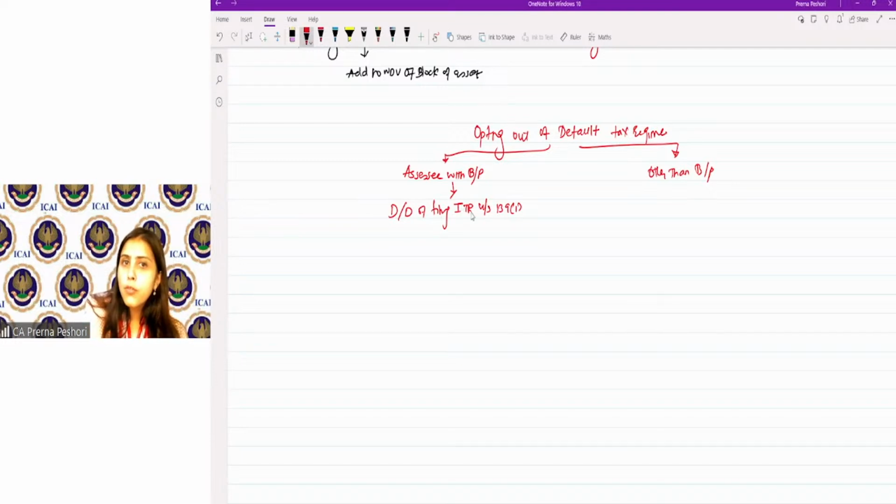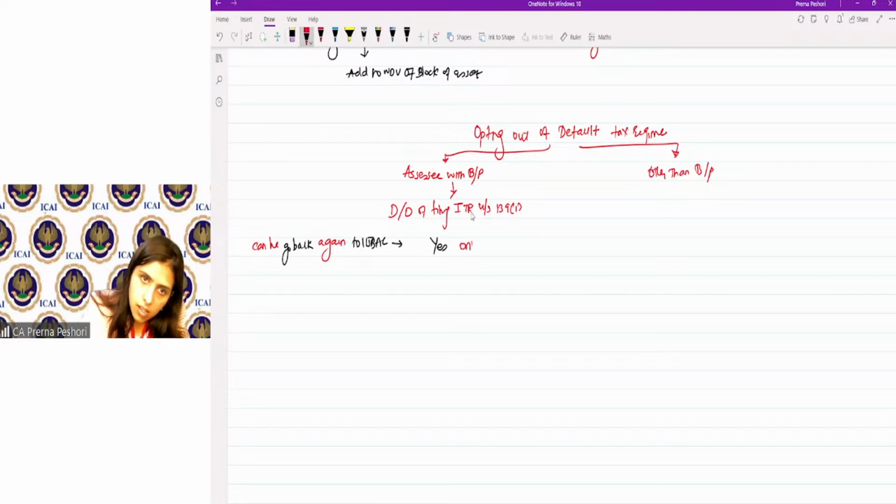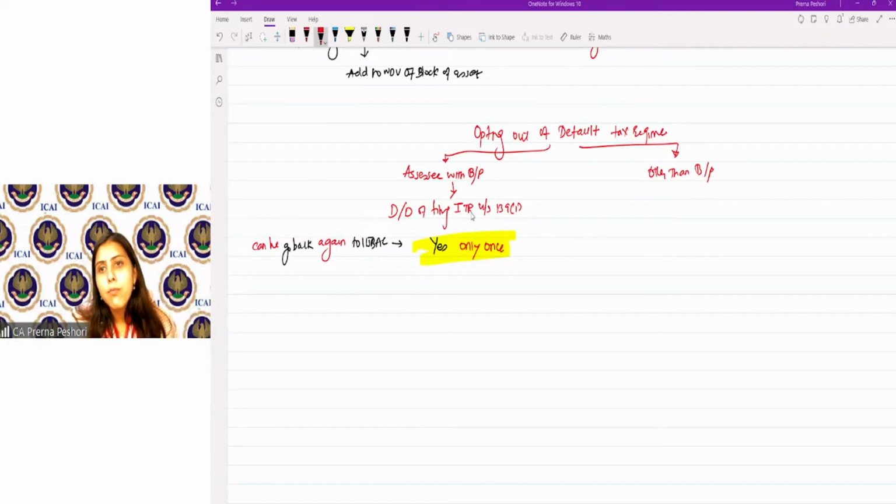So opting out, you have the option available during the due date of filing return of income. Can he opt in? Or let's not use the word opt in. Can he go back again to 115 BAC? Yes, only once. Only once he can go there. And then he cannot again withdraw. Are we getting that?